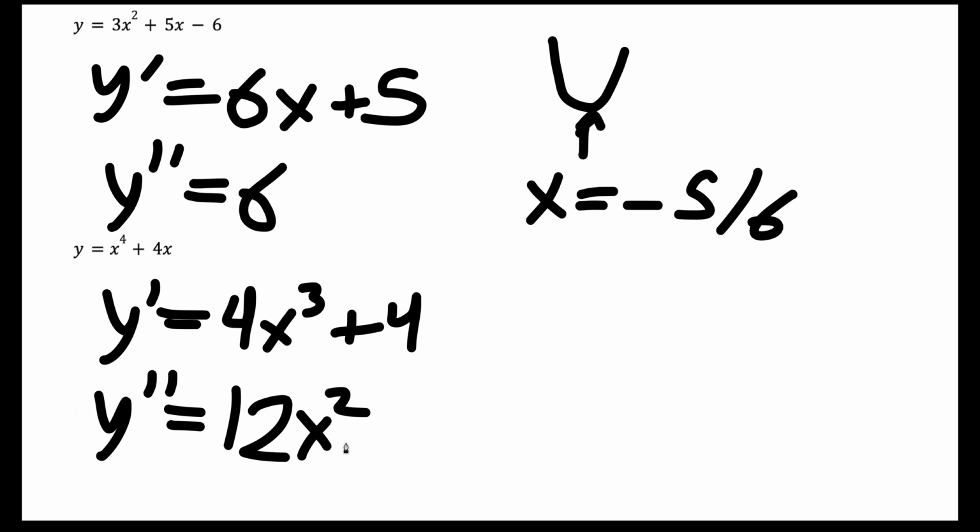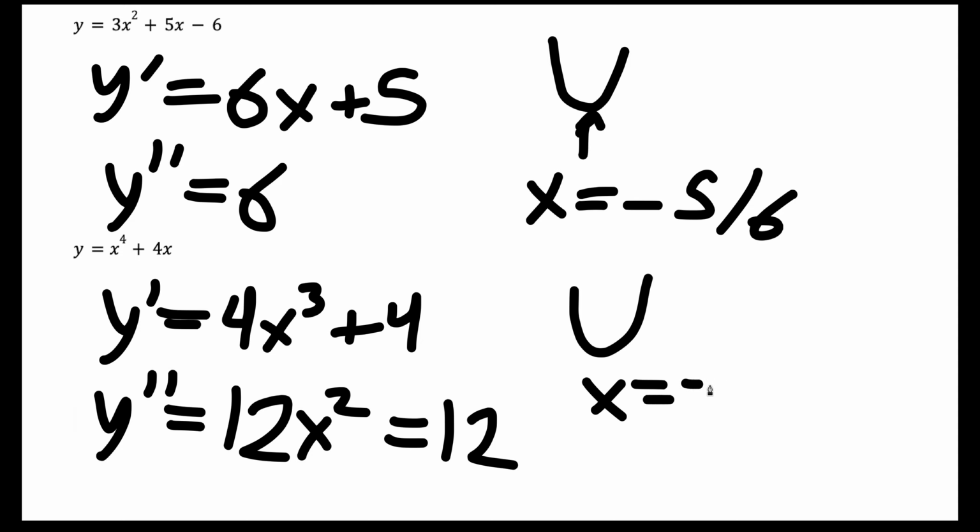That means if we put in negative 1 for x here, we get 12 times negative 1 times negative 1, or just 12. Same thing here. If it's concave up, that means we have a minimum. So at x equals negative 1, we also have a minimum. Just remember, if we have, let's say, y double prime equals negative 5, that means it's concave down. When it's concave down, there's a maximum at that point.